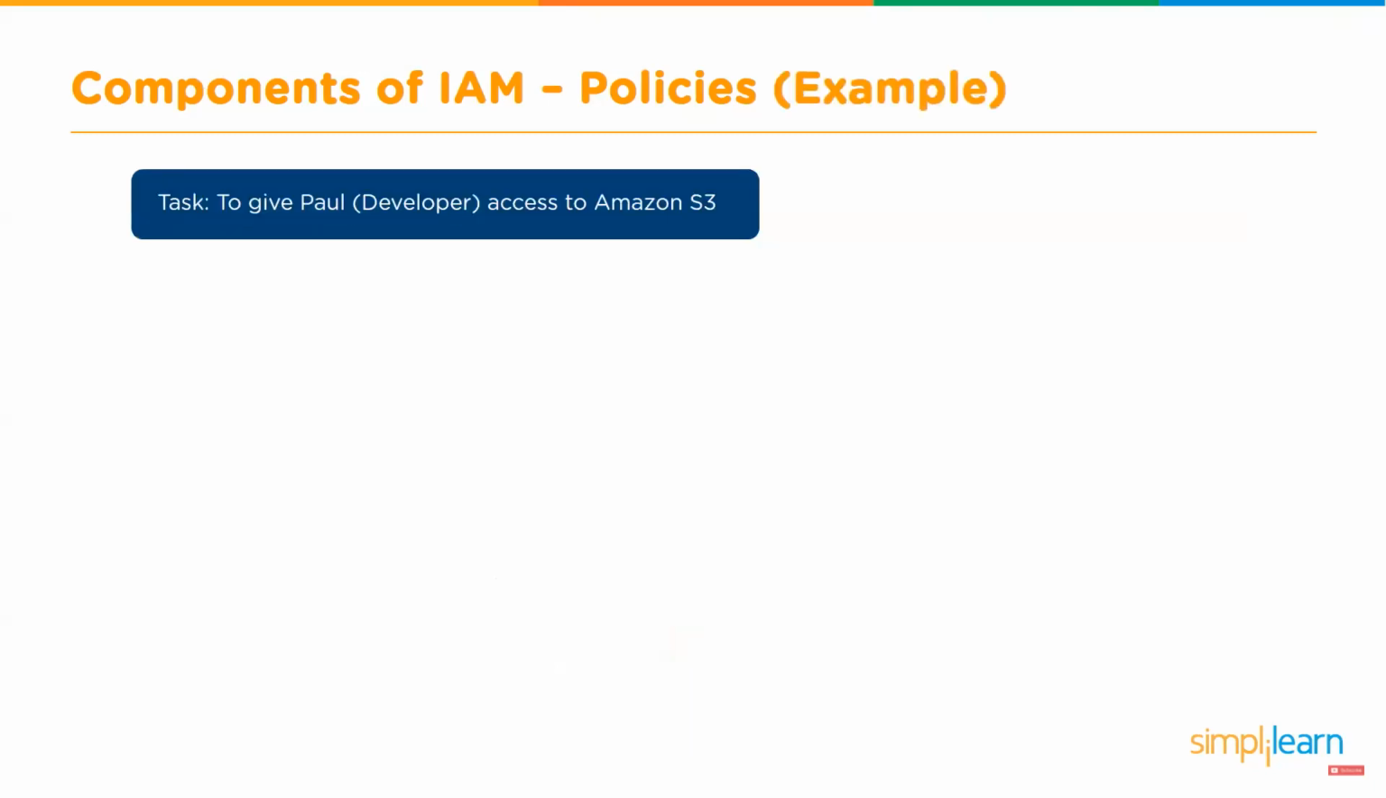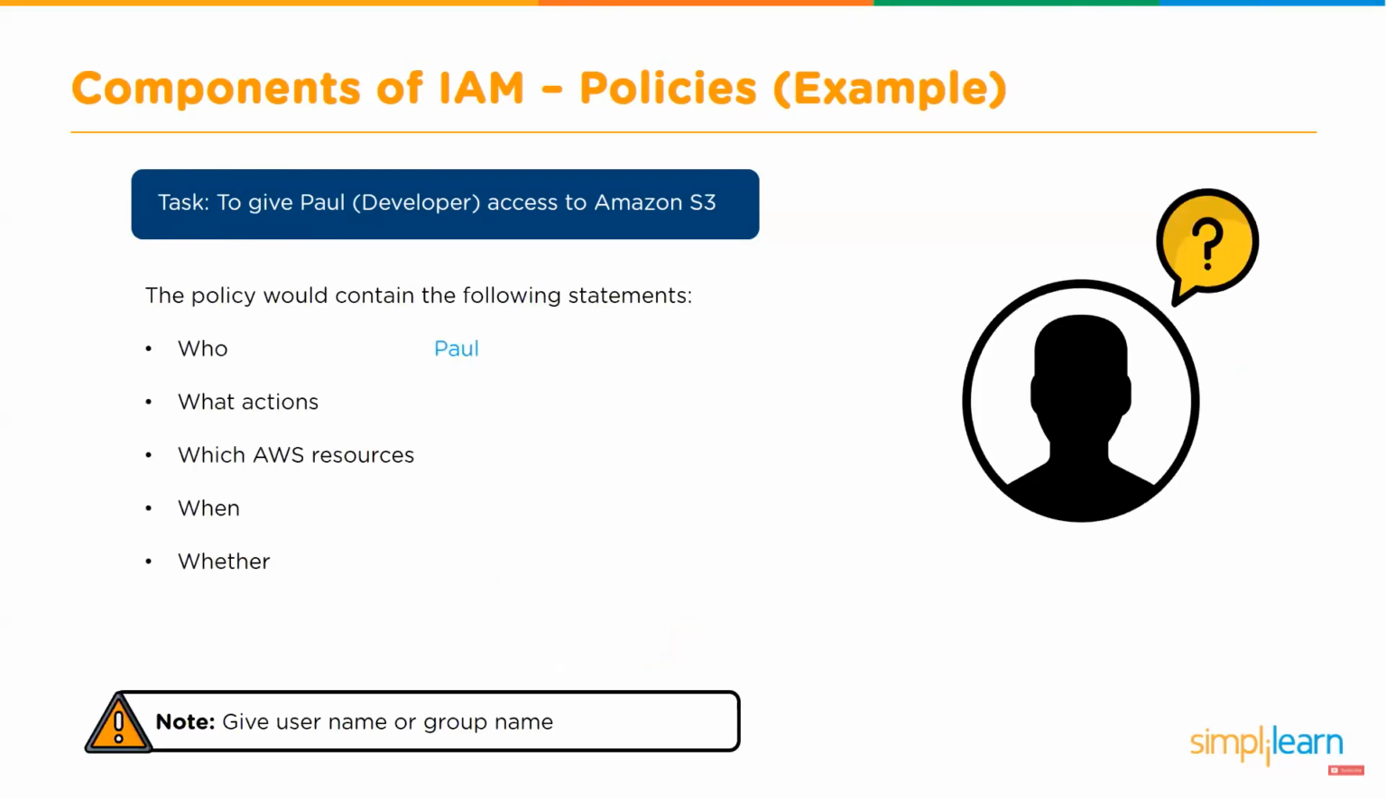Alright, let's take this example. Now we have a task. The task is to give Paul, who is a developer, access to the Amazon S3 environment. And what you're looking at is a snippet of what a policy would look like. These are some questions the policy tries to answer, and once it finds the answers, it becomes a complete policy.